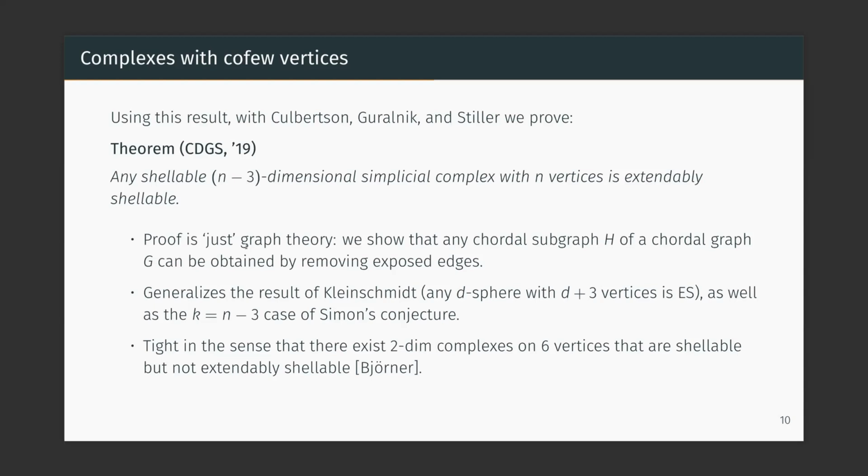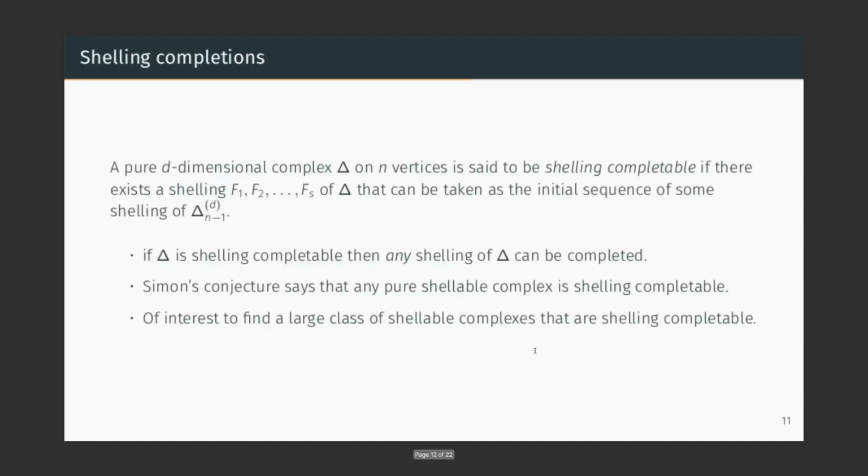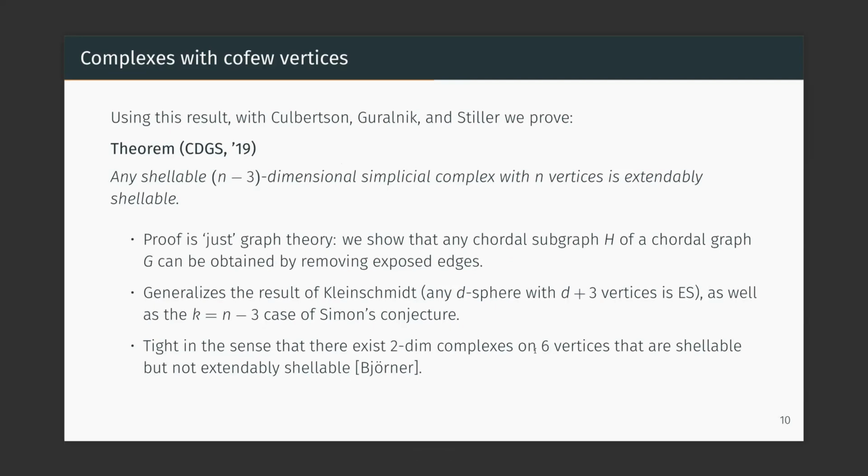And so this is a generalization of these results. I mentioned the Kleinschmidt result that says spheres with few vertices were extendably shellable. And it's much stronger than the (n-3) case of Simon's conjecture. It's also tight. You could say, well, how close are we to these two concepts coinciding? But actually, there are two-dimensional complexes on 6 vertices that are shellable but not extendably shellable. Okay, so that's the first result there.